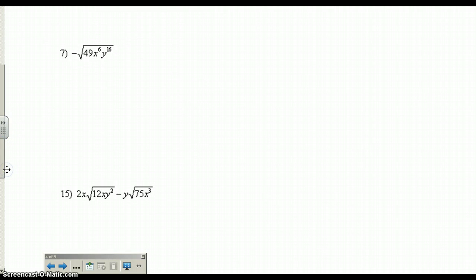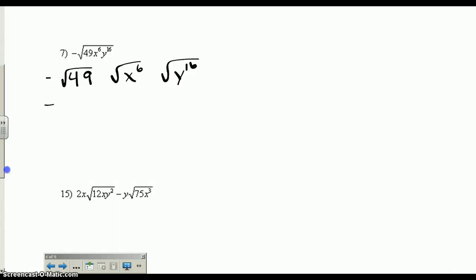Number 7. Okay, this negative sign confuses a lot of people, but it's outside of the square root. So I'm just going to keep it on the outside, but then break this off into 3 easier pieces. Because remember, if they're being multiplied by each other, we can just break it off separately and take the square root of each individual term.